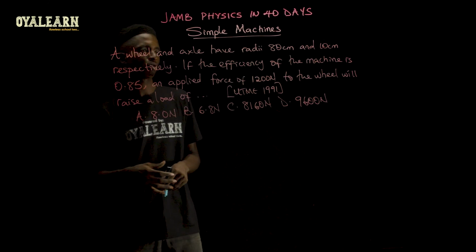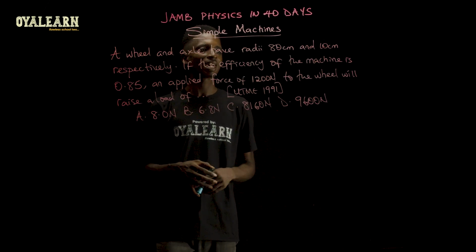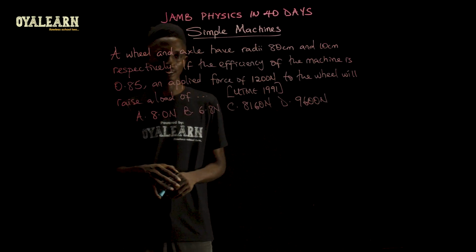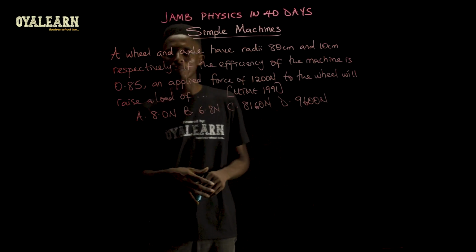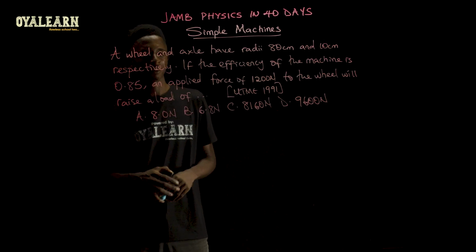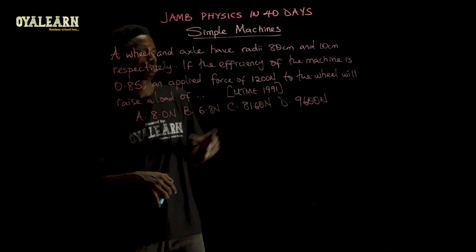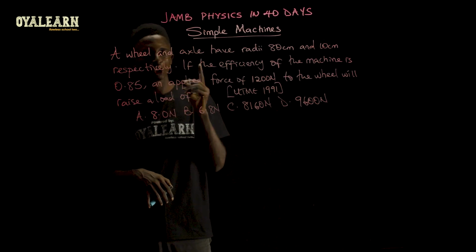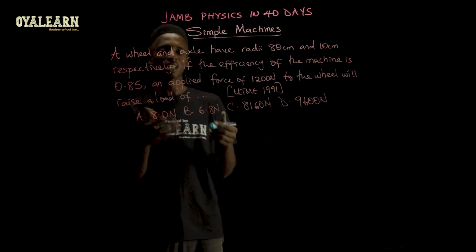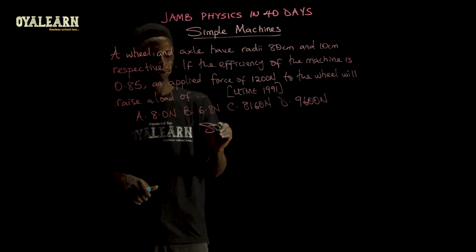A wheel and axle have radii 80 centimeters and 10 centimeters respectively. If the efficiency of the machine is 0.85, an applied force of 1,200 newtons to the wheel will raise a load of, so we have to find the size of the load now. So solution.